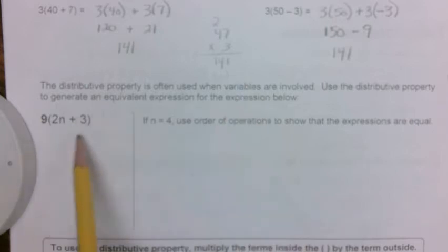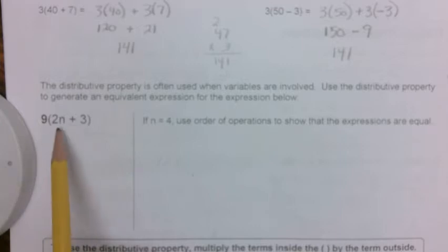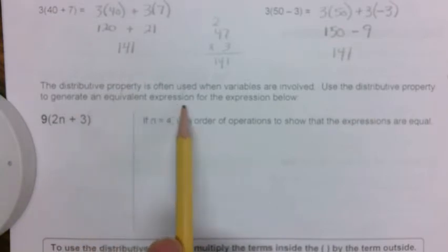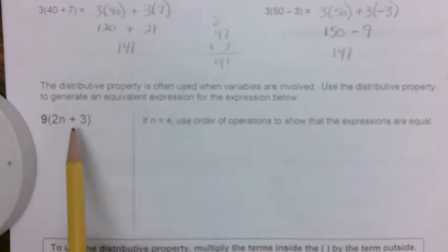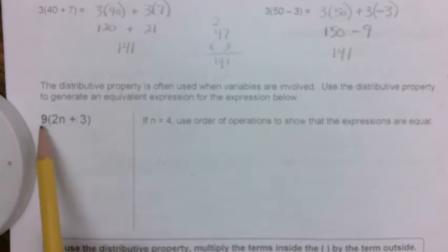For example, right here, I have 9 multiplying 2n plus 3. Now, if I wanted to follow order of operations and evaluate what's in the parentheses, I actually wouldn't be able to do anything here, because 2n is a variable term and 3 is a constant, and you can't combine a variable term with a constant. So what I'm going to do here is use the distributive property to generate an equivalent expression for 9 times (2n plus 3).